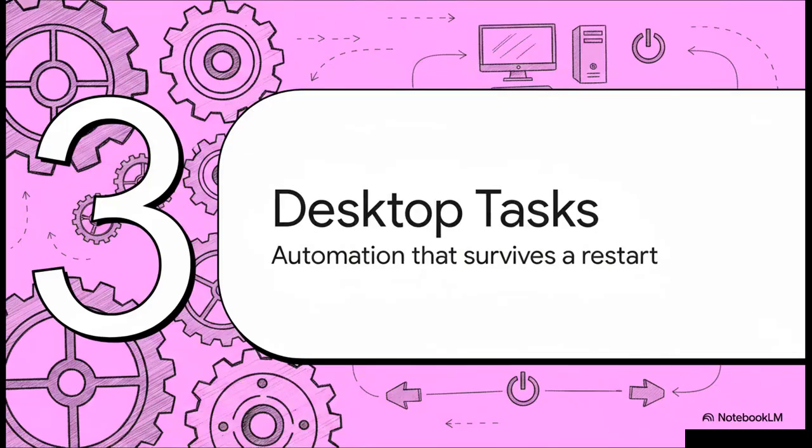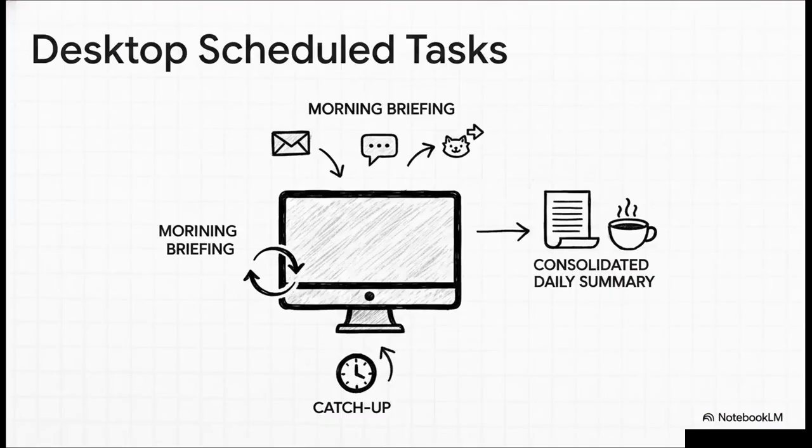All right, next up we have desktop tasks, which is all about local persistence. This is where things get a lot more permanent, because now we're talking about automation that actually survives a restart. And these are awesome for your day-to-day personal workflows. Just imagine this. You open your laptop in the morning, and there's already a briefing waiting for you that summarizes your Slack DMs, your key emails, and the status of your PRs. It's like having a personal assistant.